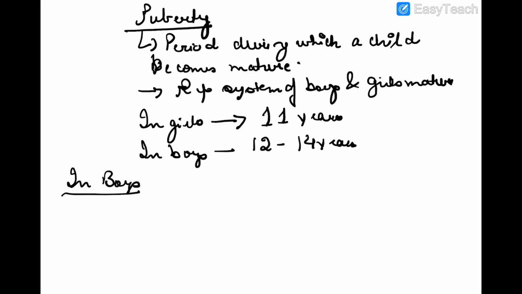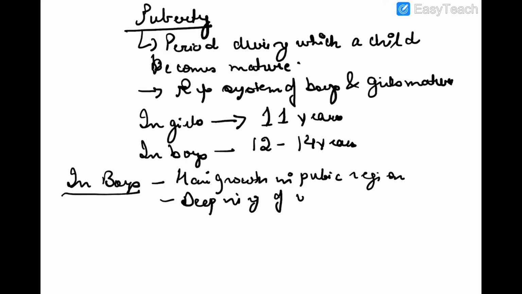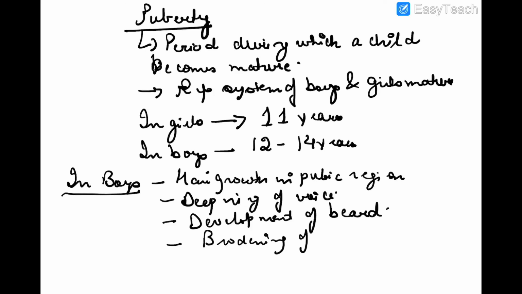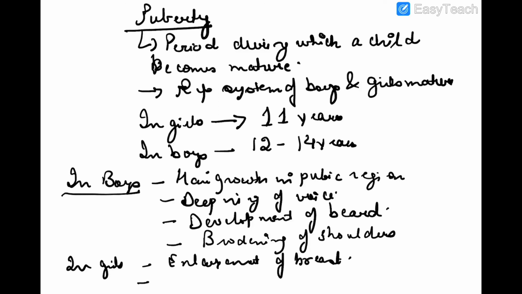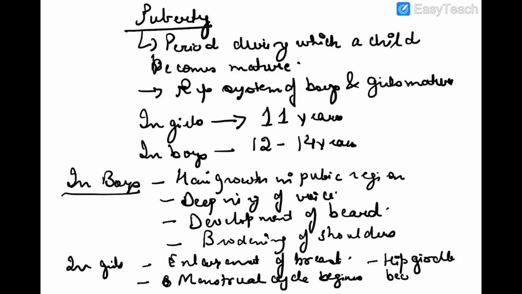The following are the changes which occur during puberty in boys. In boys, during puberty, there is hair growth in pubic region. There is deepening of voice. There is development of beard, and there is broadening of shoulders. Whereas in girls, there is enlargement of breast, menstrual cycle begins, hip girdle becomes broad, and voice becomes high pitch.